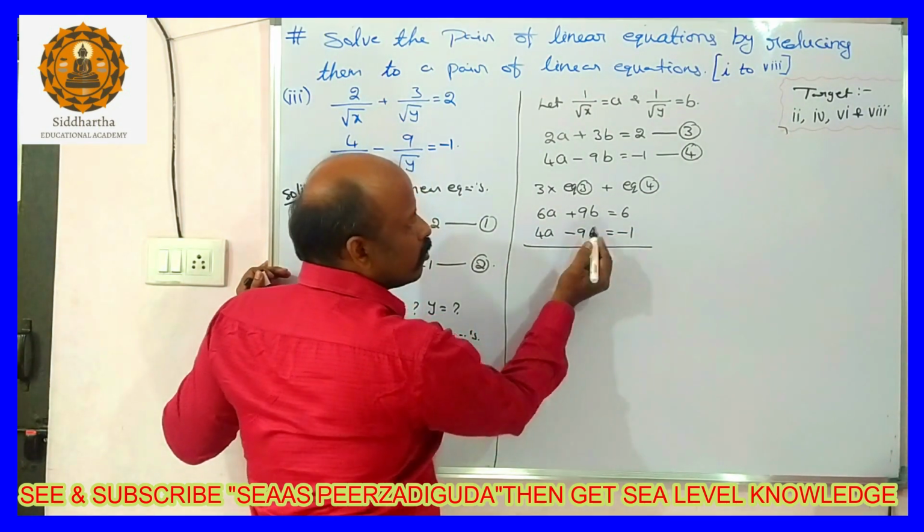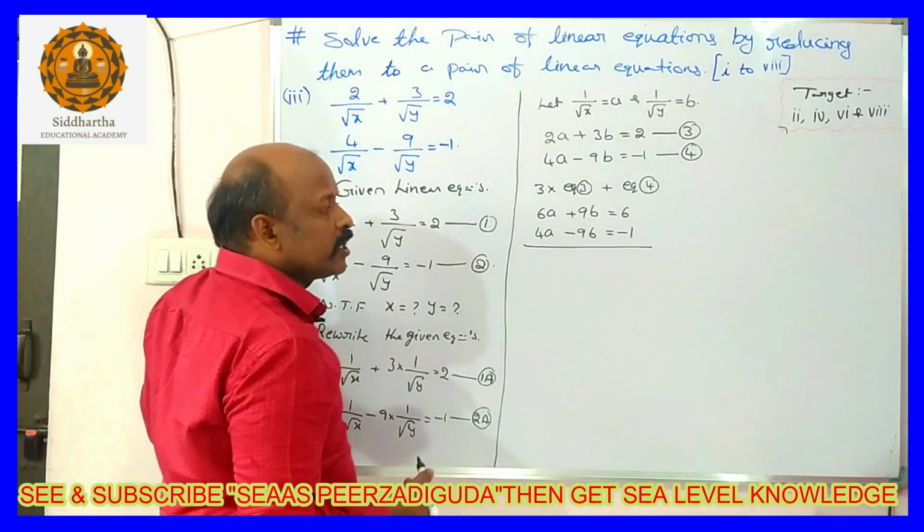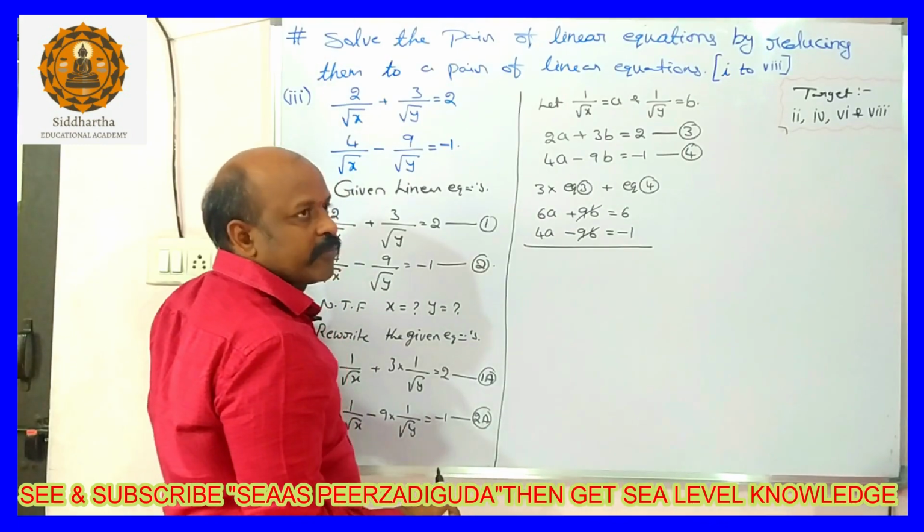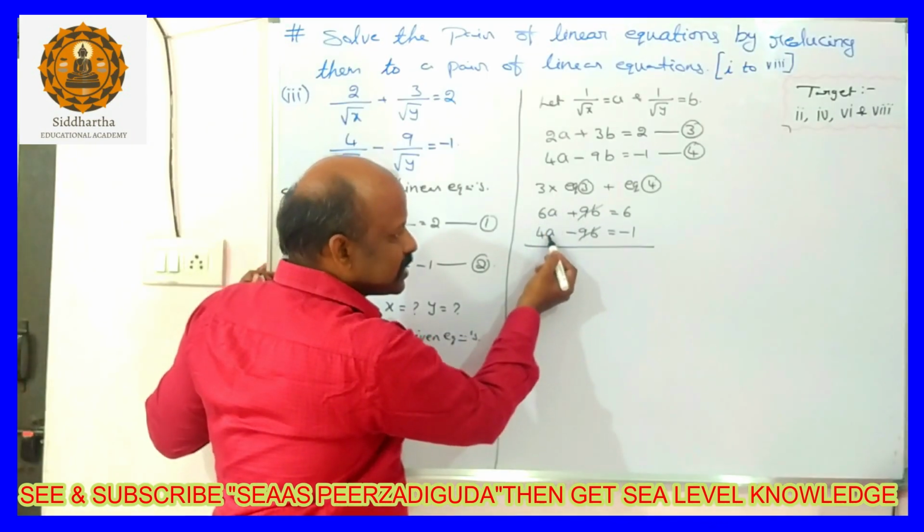These two, what should we do? We have to do addition. When we are doing addition, here plus 9b minus 9b gets cancelled directly. After that, what we have to do? 6a plus 4a.